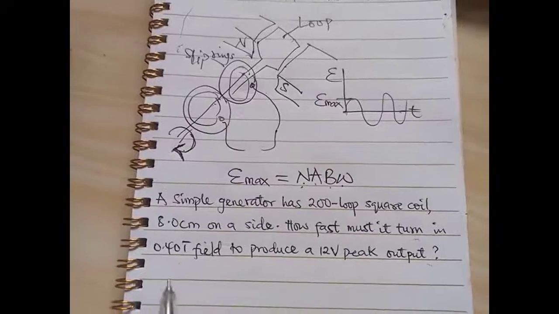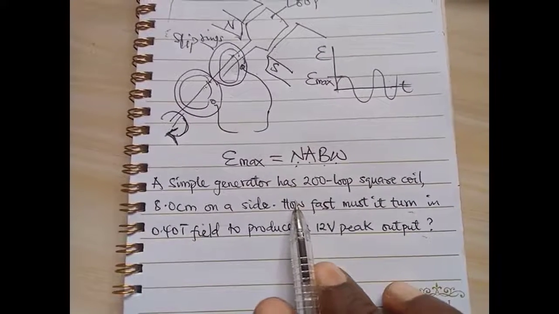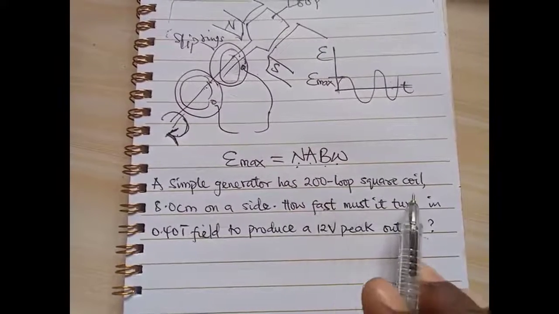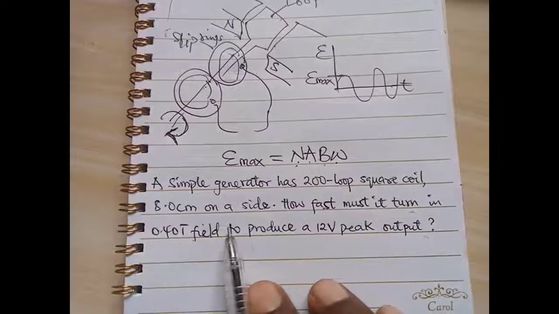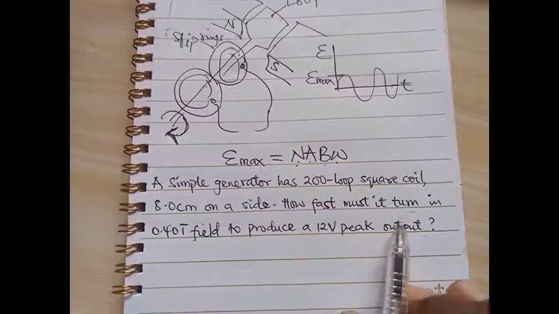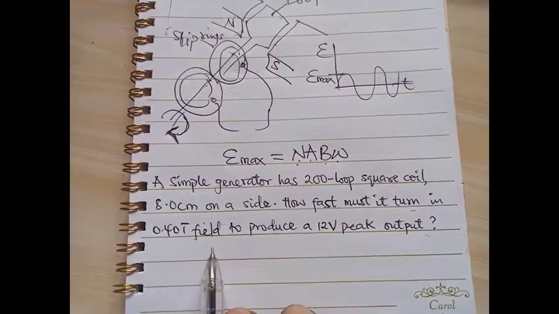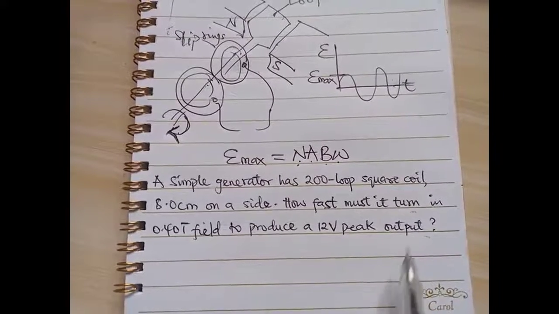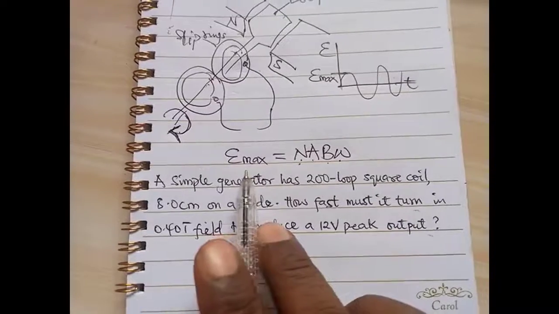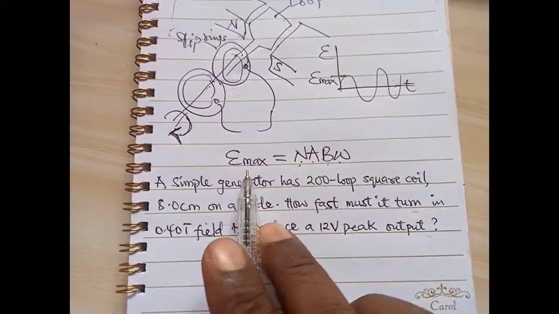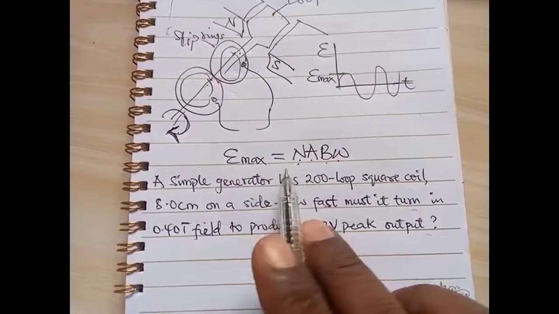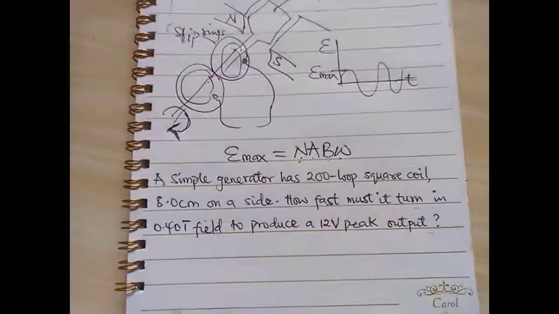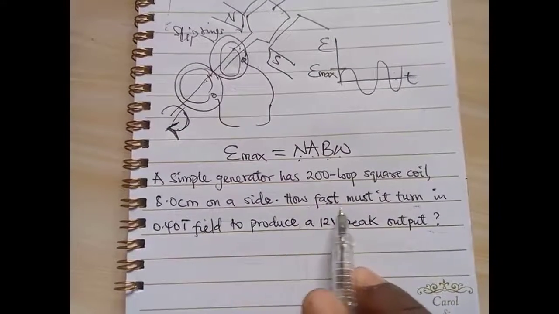So this question says a simple generator has a 200-loop square coil, 8 cm on a side. How fast must it turn in a 0.4 Tesla field to produce a 12 volt peak output? So remember the relationship that E max is equal to N A B omega. And here they want us to calculate how fast.